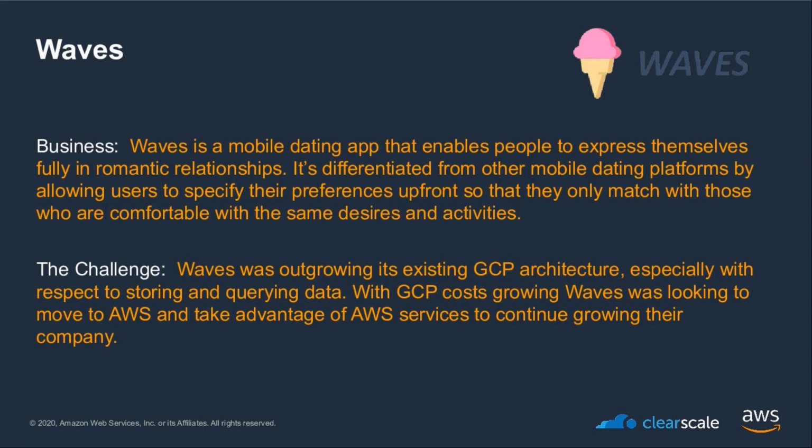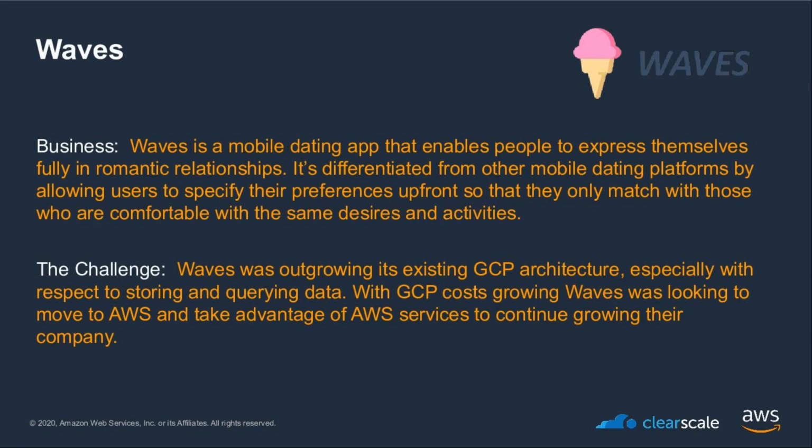The next customer I want to show is Waves. Waves is a mobile dating app that enables people to express themselves fully in romantic relationships. It's differentiated from other mobile dating platforms by allowing users to specify their preferences up front, so that they only match with those who are comfortable with the same desires and activities. In doing this, you have to have tons of many-to-many relationships. So I'm setting the stage for our graph database, Neptune here.